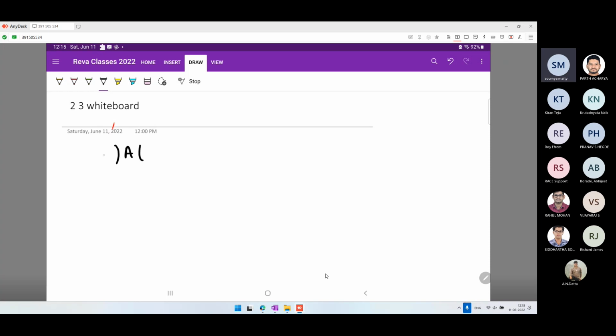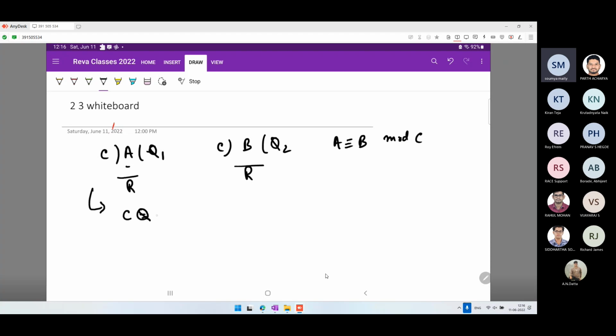A divided by C gives Q1 and R1, and B divided by C gives Q2 with the same remainder. Since they are in the equivalent class, that means A is congruent to B mod C. Right? This is what we can read. From here we can see C into Q plus R equals A, and here B equals C into Q plus R.